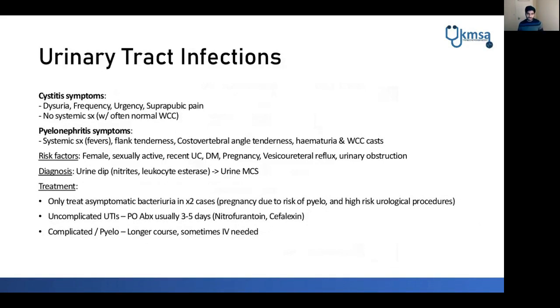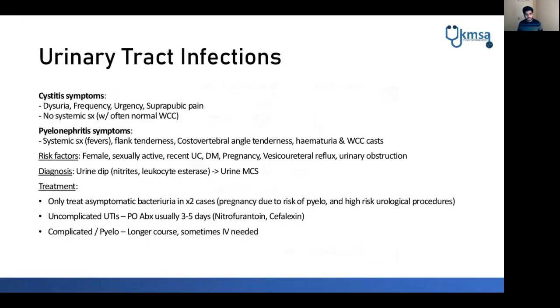So who gets urinary tract infections? Unfortunately, females, just because of anatomy, those who are sexually active, someone who had a urinary catheter inserted, someone with diabetes, pregnancy, someone like I mentioned at the start with a ureteral reflux, or someone with urinary obstruction. Anything which basically promotes or allows for the ascending of the bacteria up through the tract. Again, diagnosis we know is with bacteria. You often screen with the urine dip and confirm with the culture and microscopy and then sensitivity.